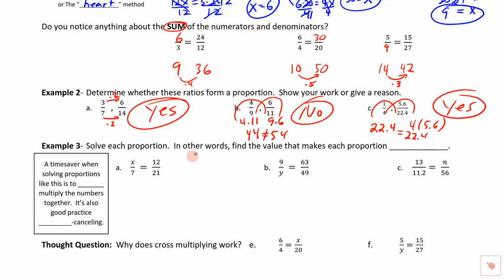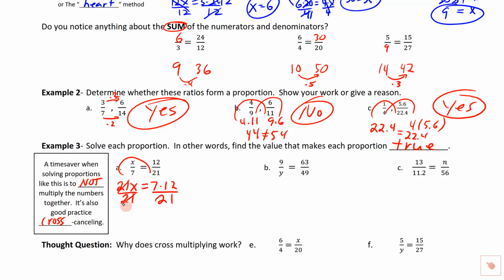And then it says solve each proportion. In other words, find the value that makes each proportion, and the word here is true. We want each one of these to be a true proportion. So when we multiply here, I'm going to multiply this 21 times x, and just write down 21x, and then I'm going to multiply the 7 times the 12. And just as a reminder here, a time saver when you're solving proportions is to not multiply the numbers together. It's also a good practice to cross cancel. All right, so practice cross canceling. So let's take a look at this right here. If we divide both sides by 21, got to write that correctly. So here's the advantage.